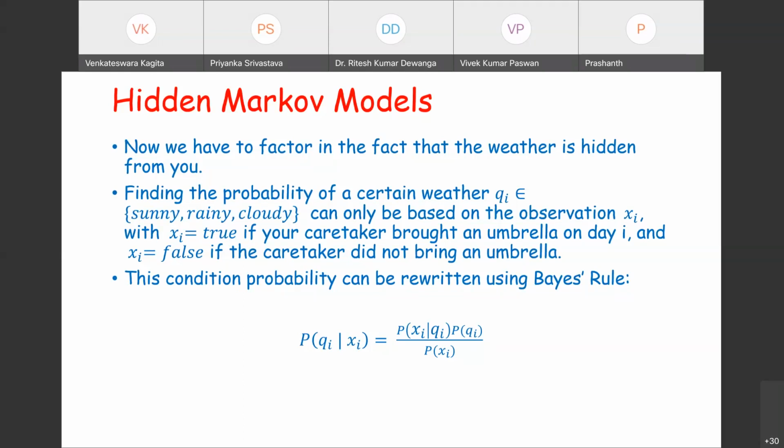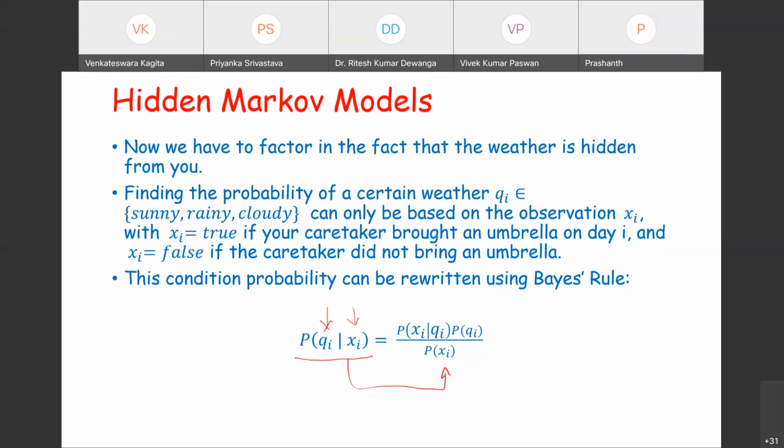Right. So you need to find the probability of Qi, the weather on the ith day, based on your observation about the umbrella on the ith day, which is represented as Xi. Can I use Bayes' theorem and write this as this? I can write that, right? Using Bayes' theorem, probability of Qi given Xi is equivalent to probability of Xi given Qi times probability of Qi, divided by probability of Xi.